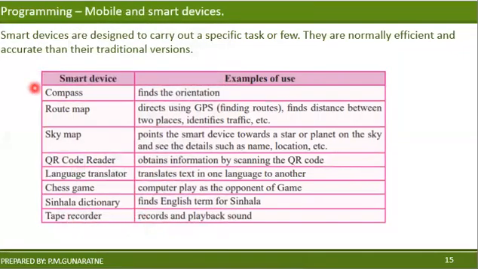Okay, right? Okay, smart devices are designed to carry out a specific task or a few, right? Not like computers. They are designed to carry out a specific task, one or two tasks, or very few, right? They are normally efficient and accurate than their traditional versions, I told you, right? They are very accurate and very versatile than their traditional version. That means not the smart version. Okay, so these are also some smart devices and the examples of using them.